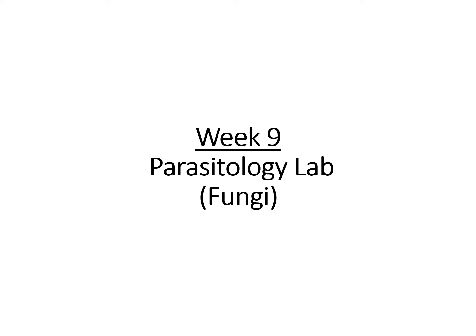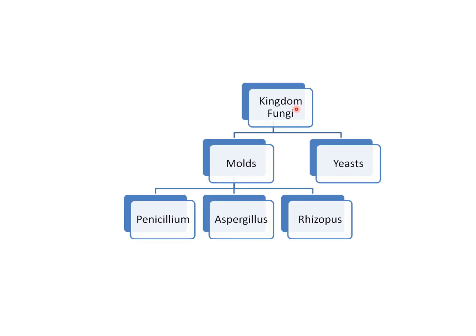Let's move on to another group, right? So we're going to move from protozoa, and we're going to start talking about fungi. So again, we have kingdom fungi, and under this kingdom, we have two main groups that we usually discuss. The yeast, those are the unicellular fungi, and then molds, those are the multicellular fungi. And under molds, we have three main groups that we talk about.